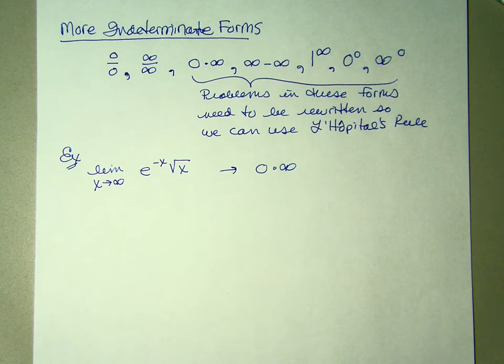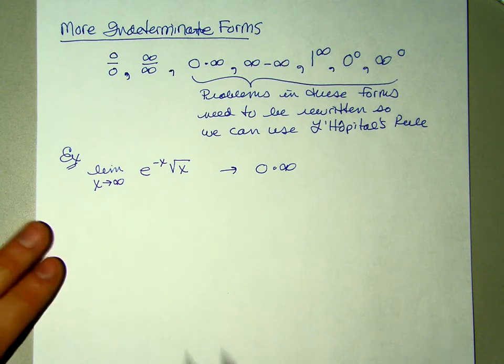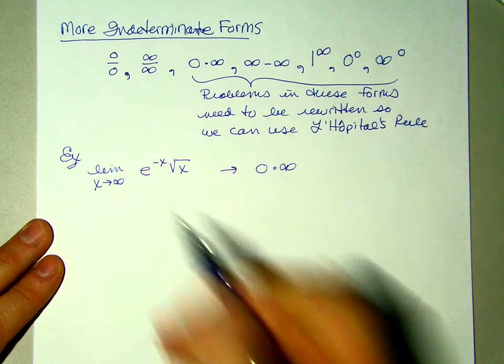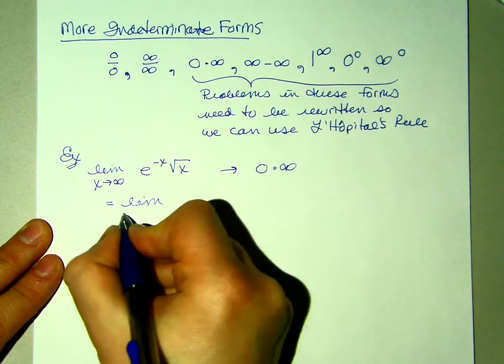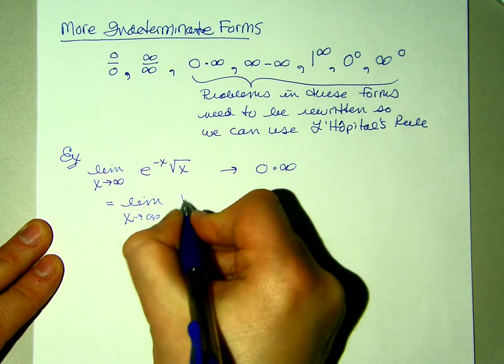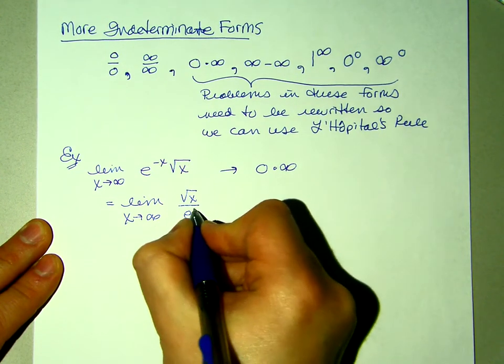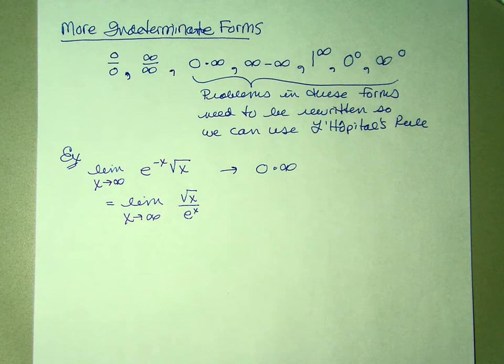Matthew, what do you think? E to the negative x, wouldn't that just be e to the x in the denominator? Yeah. Let's rewrite that. This is the limit, as x approaches infinity, of the square root of x over e to the x.